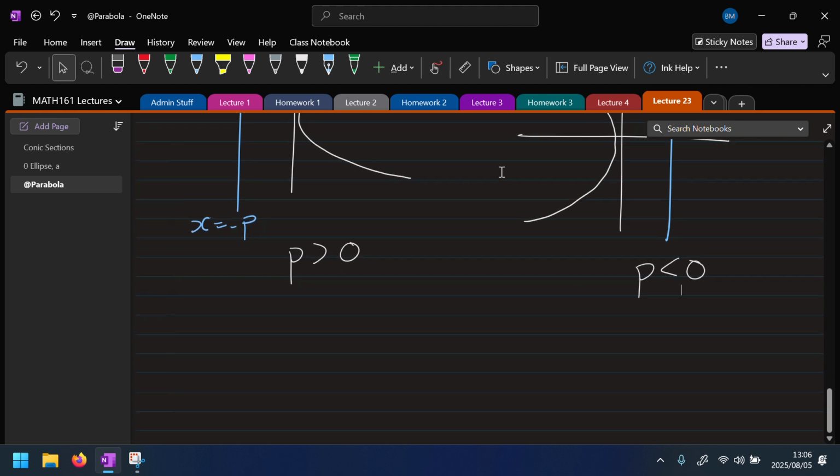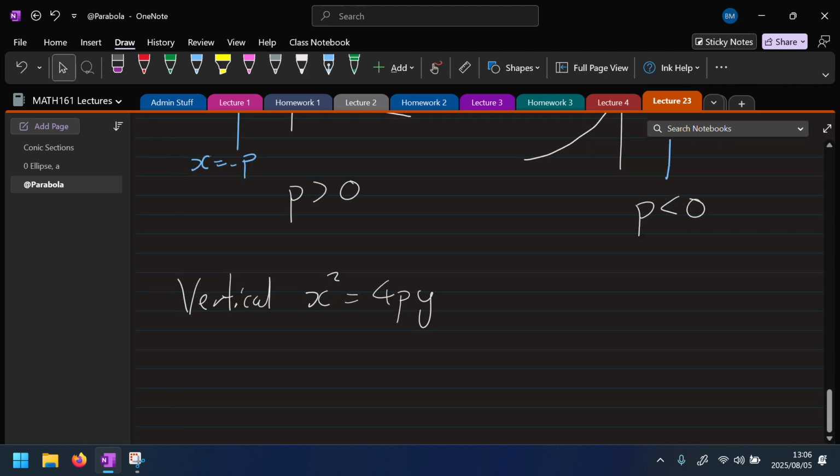So again, for the vertical, that will be x squared equals 4 times p times y. And again, if p is positive or negative, that will be up or down. And then for the horizontal, that will be y squared equals 4px. You just swap x and y. And again, depending if p is positive or negative, it will be left or right.